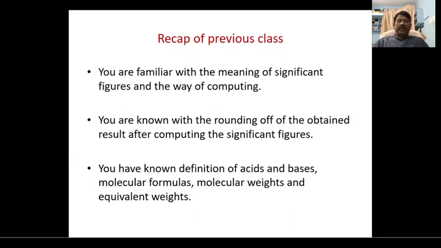Recap of previous class. Under recap, students are familiar with the meaning of significant figures and the way of computing. You are known with the rounding of the obtained results after computing the significant figures. You have also known definition of acids and bases, molecular formulas, molecular weights, and calculating of equivalent weights of both acids and bases.